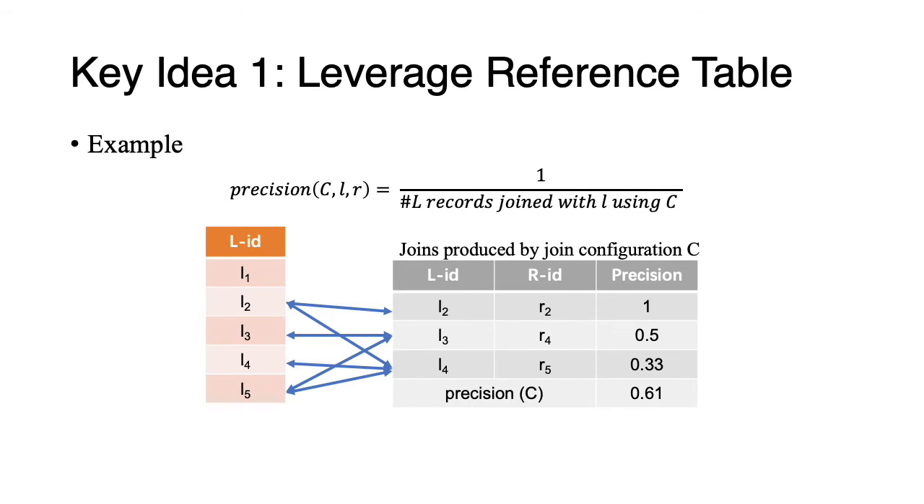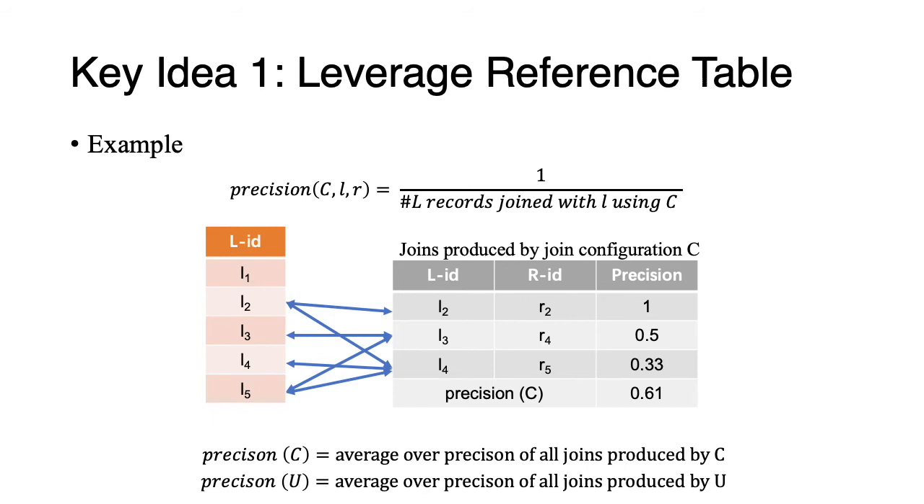After we compute the precision of every join, the overall precision of the join configuration can be computed by averaging the precision of every join, which is 0.61 in this example. Similarly, if we use a union that consists of multiple configurations, we can also compute the precision of the union using the average precision over all the joins produced by the union.